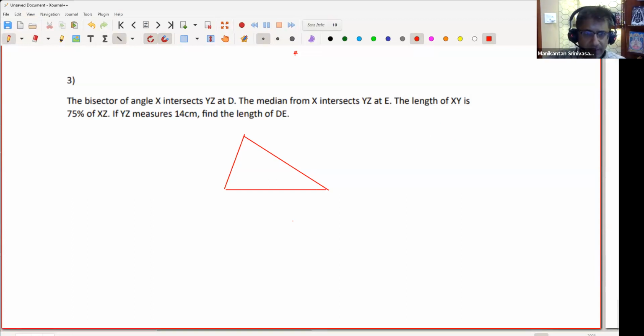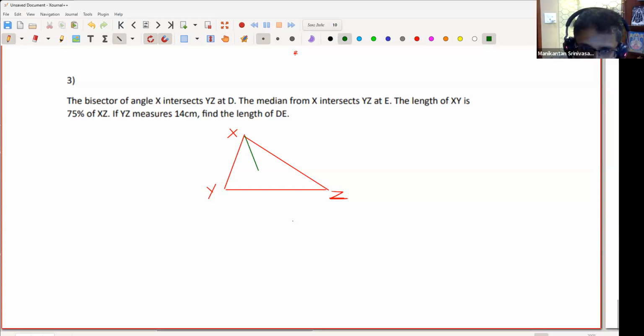Now in this triangle, what's happening here? X is here, Y is here, Z is here. Now the angle bisector of X meets YZ at D. Okay, so let's draw the angle bisector.